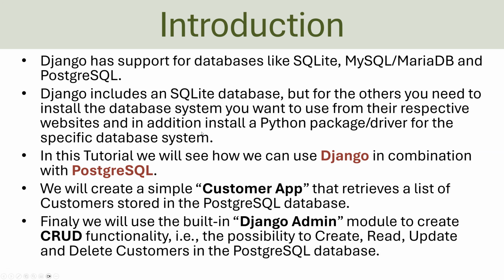First, a short introduction. So, Django has support for databases like SQLite, MySQL, MariaDB, PostgreSQL. Part of Django, Django includes an SQLite database, but typically this SQLite database is for internal use, for testing, etc., and for small projects. For larger projects, you should use a proper database system like MySQL, MariaDB, or PostgreSQL. In this tutorial, we will see how we can use Django in combination with PostgreSQL.